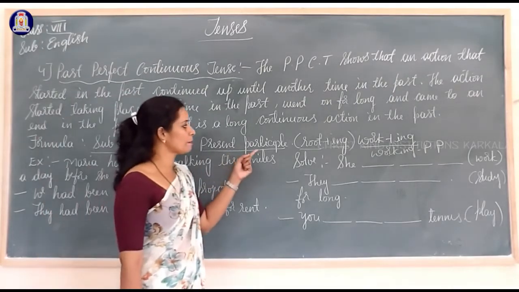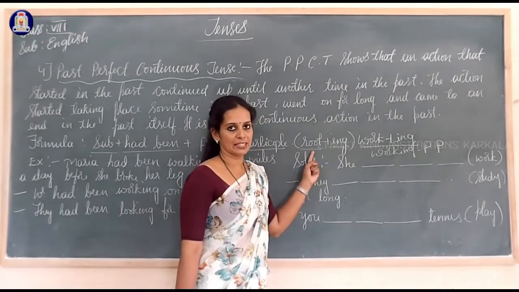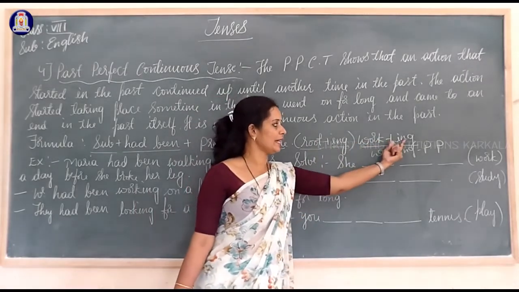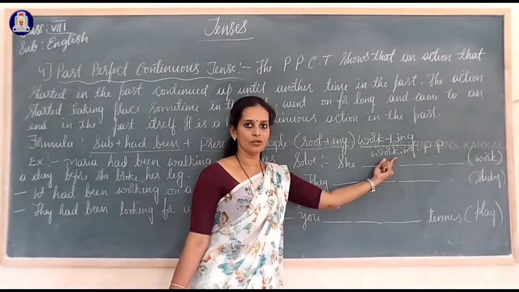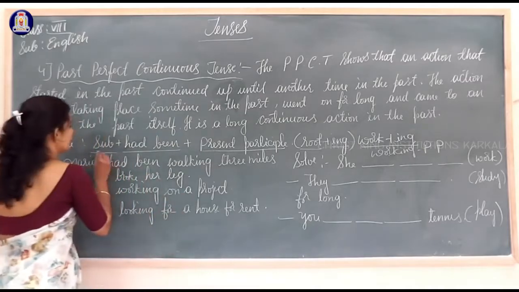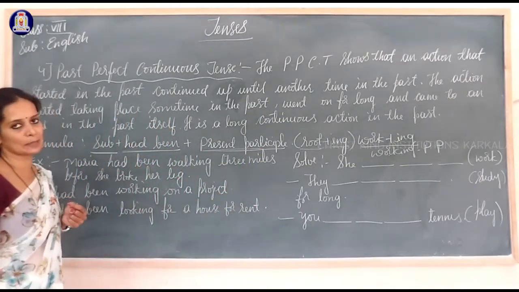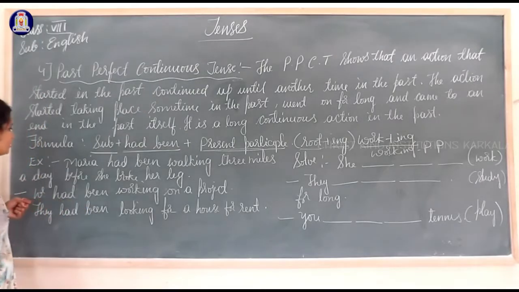Here, how to form a present participle? Add ing to the root verb or the base verb. Root verb plus ing. Here, you form the present participle. Clear? Okay. So here, subject plus had been plus present participle of the verb. Examples are as follows here.